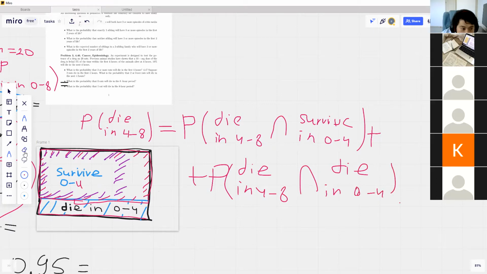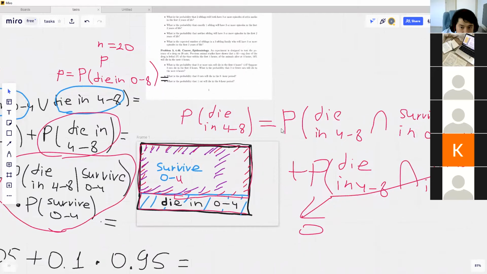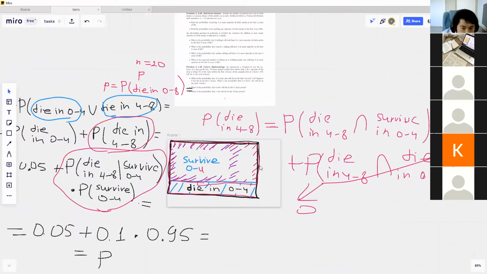Okay, look, what's the probability of their intersection? We said that those two events are mutually exclusive, right? So this is 0. So for this reason, we wrote this down as this conditional probability here. Okay.